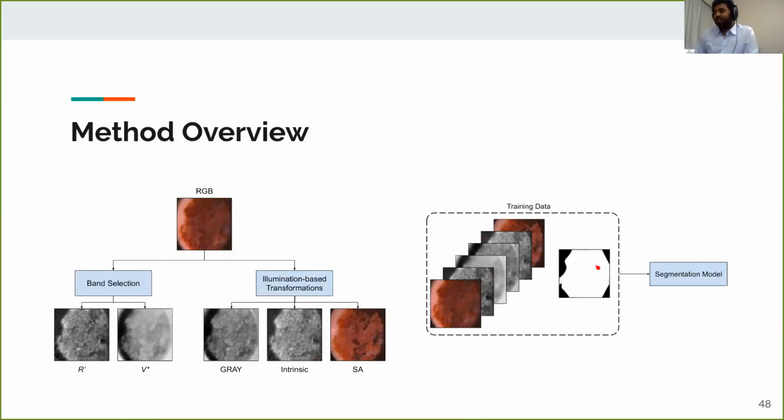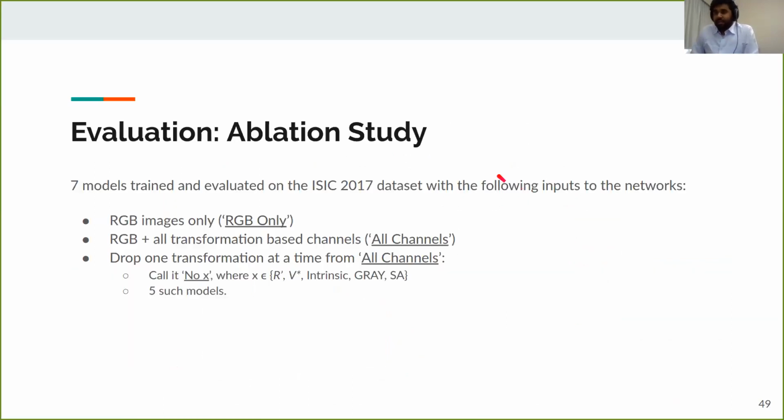This, along with the segmentation masks, comprises our new training data, which we then use to train segmentation models. To evaluate the contribution of each of these transformations to improving the segmentation performance, we perform an ablation study on the ISIC 2017 dataset where we train 7 models. The first is the usual, using RGB images only.